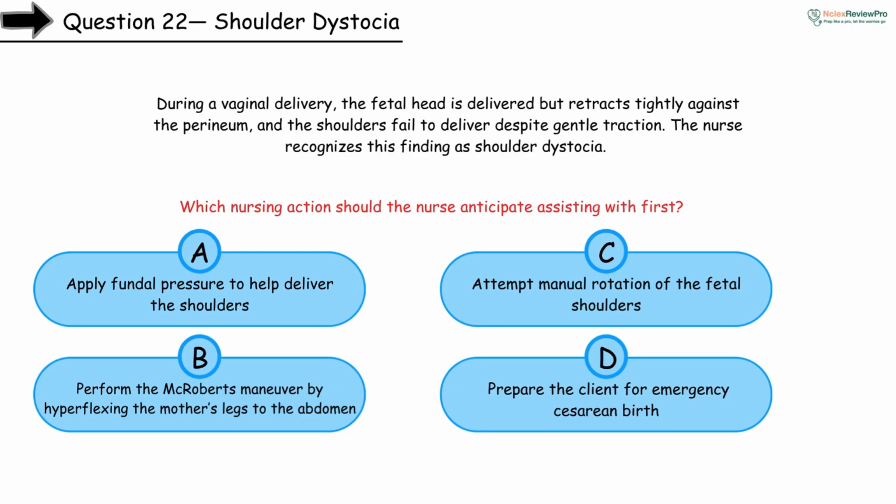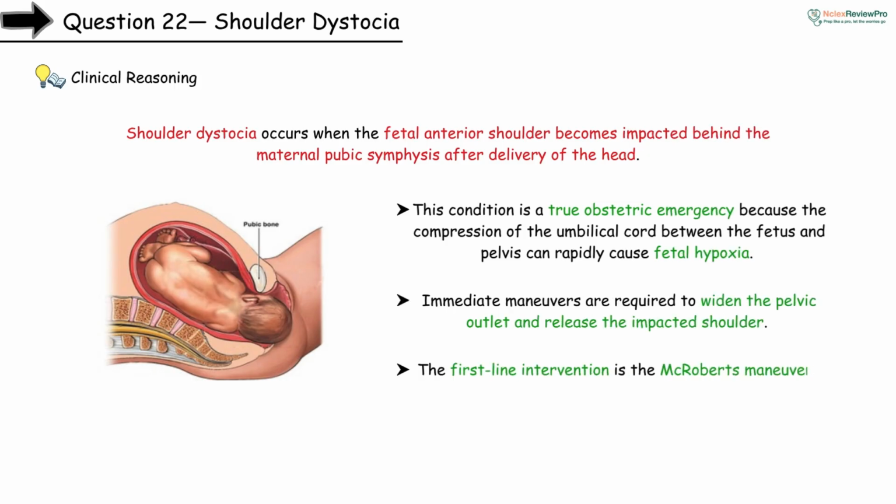The correct answer here is option B, perform the McRoberts maneuver. Let's see the clinical reasoning. Shoulder dystocia occurs when the fetal anterior shoulder becomes impacted behind the maternal pubic symphysis after the head has delivered. This creates an emergency because the umbilical cord can become compressed, leading to rapid fetal hypoxia.